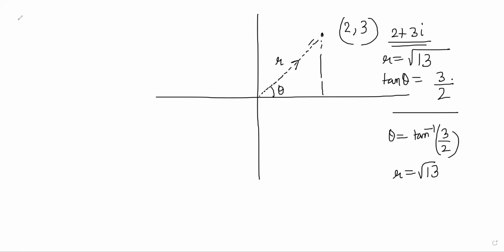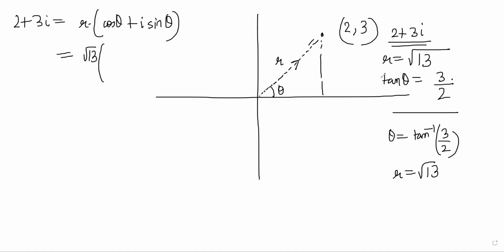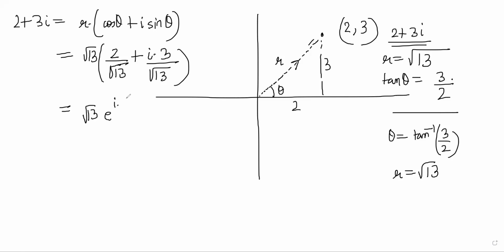So you can basically write 2 plus 3i in this way. You can write it as r times cos theta plus i sin theta, which is equal to root 13. And if tan theta is 3 by 2, cos theta and all you can find. This is 3, this is 2. So it is root 13 times 2 by root 13 plus i into 3 by root 13, right? Or you can write it as root 13 e to the power i tan inverse 3 by 2, correct?